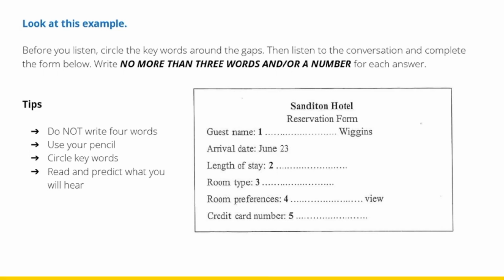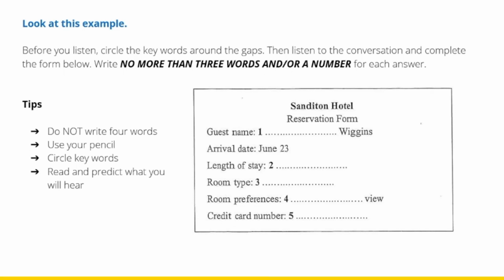The second one is already done for you. For example, you have arrival date, then June 23rd. And the next one, it's number 2, you have to fill out is length of stay. So length of stay represents a number. So you have to listen carefully for how many days a person who is trying to reserve a room is trying to stay there. Maybe it's 3 days, maybe it can be 5 days, 10 days, so you have to listen and identify this number. Then we have room type.